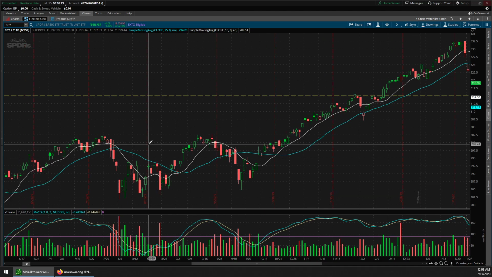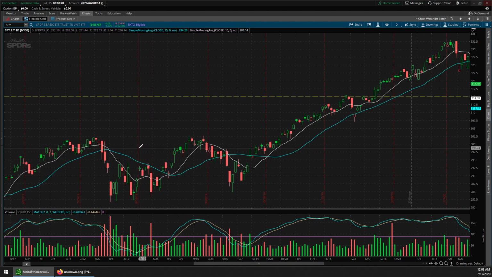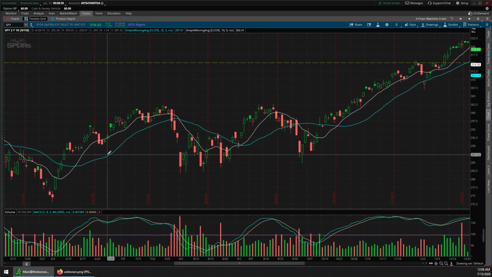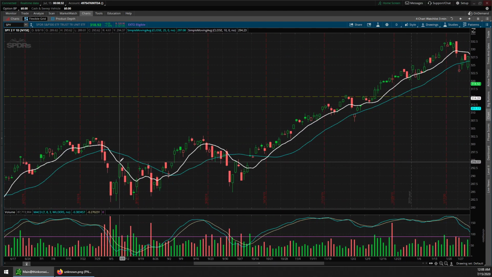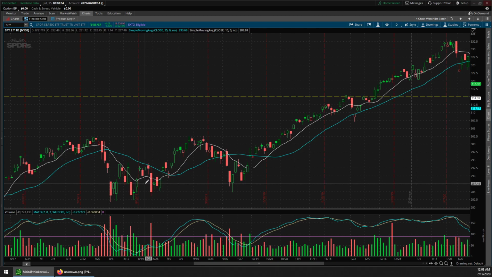The 25 SMA seems to be a very accurate line for a good short-term trend change, and just throw it on your chart and you can see what I'm talking about. I'm showing it as it's happening. Break here. We're coming out of a sideways trend. We're going into an uptrend. We break here. Trends up for a little while.